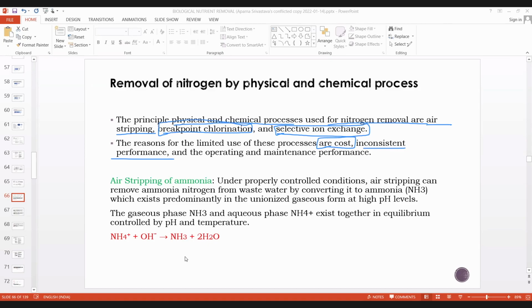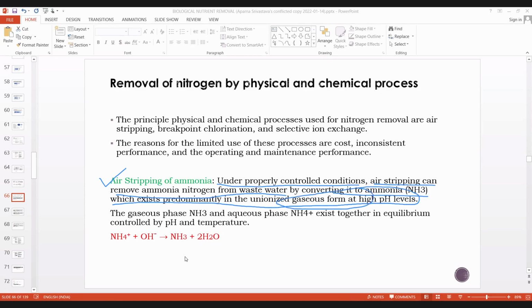That's why it is not so popular like a biological treatment system, especially in the physical nitrogen removal. So let us discuss the first process, the air stripping process. Under properly controlled conditions, meaning everything is well within optimized conditions, air stripping can remove ammonia nitrogen from wastewater by converting it to ammonia, which exists predominantly in the unionized gas form at a high pH level.